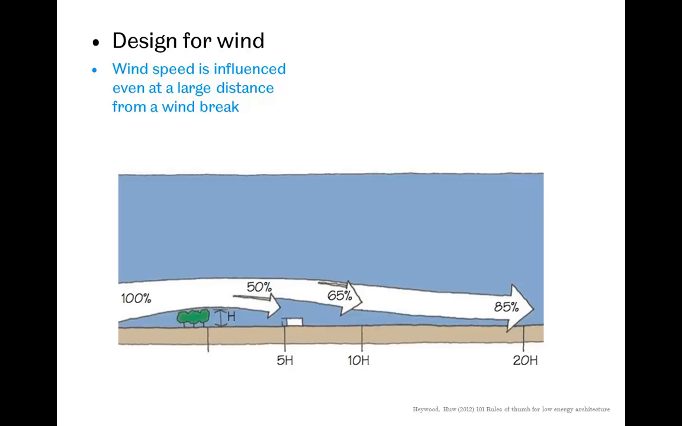And the wind speed is influenced even at a large distance. If we look at this diagram here, H is the height of your windbreak, and this is showing the wind speed intensity. So when you're about five times the height away from that windbreak, you've got about a 50% reduction in wind speed. When you're about 10 times the distance, you've got about 65% reduction. By the time you get 20 times the height away in distance, your wind speed is only reduced by about 85%.